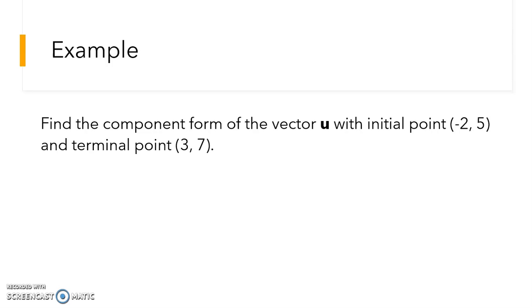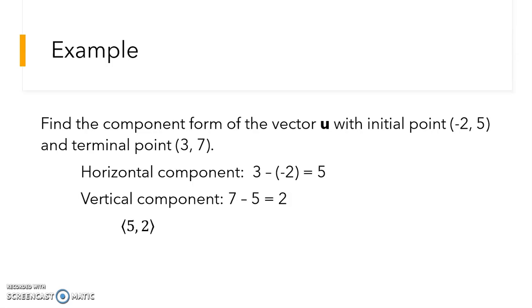So I highly recommend doing that. In this example, we need to find the component form of vector u with initial point (-2, 5) and terminal point (3, 7). Now, I didn't graph this, so I would recommend doing subtraction to find the answer. But if you'd prefer, you can graph it and just count out the horizontal component and vertical component. So try and do it, and then press play to see if you're right.